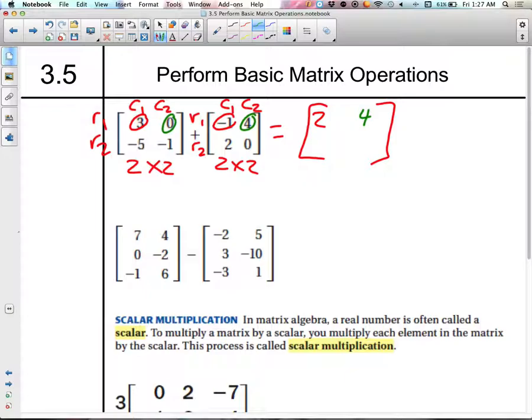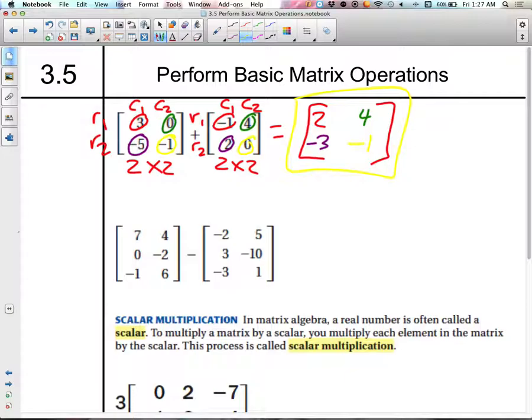And then the negative 5 corresponds with 2. They are both in the bottom left corner. So negative 5 plus 2 is negative 3. And then finally we've got negative 1 plus 0, which is negative 1. And there's my solution right there.